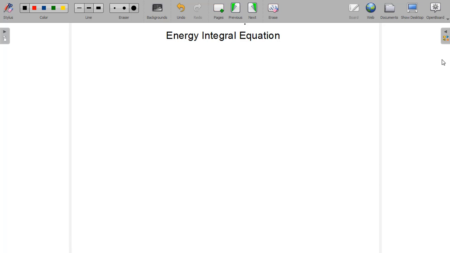In this lecture we are going to discuss the energy integral equation, and after that we'll see how, using this energy integral equation, we can approximate the expression of the Nusselt number.